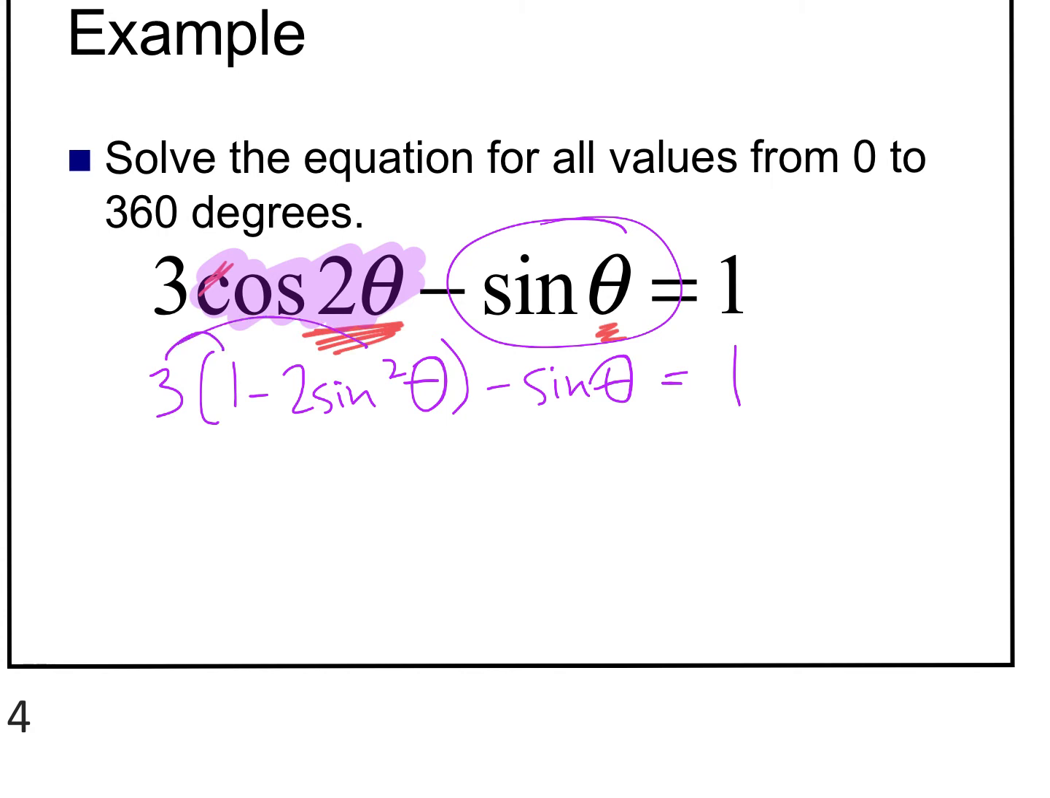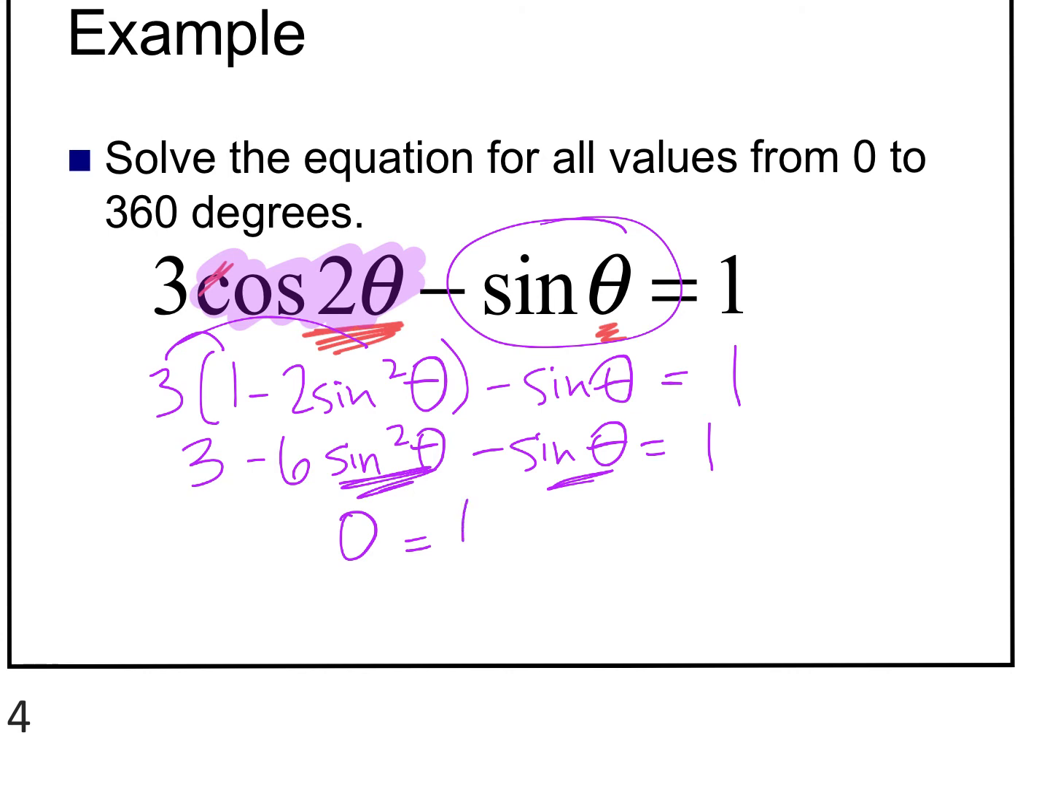All right, and then I'm going to distribute. I'm going to have 3 minus 6 sine squared theta minus sine of theta equals 1. All right, now this is quadratic, right? I have a sine squared and I have a regular sine, so I'm going to set it equal to 0 by moving everything to the right. So 6 sine squared theta plus sine theta minus 2 equals 0.